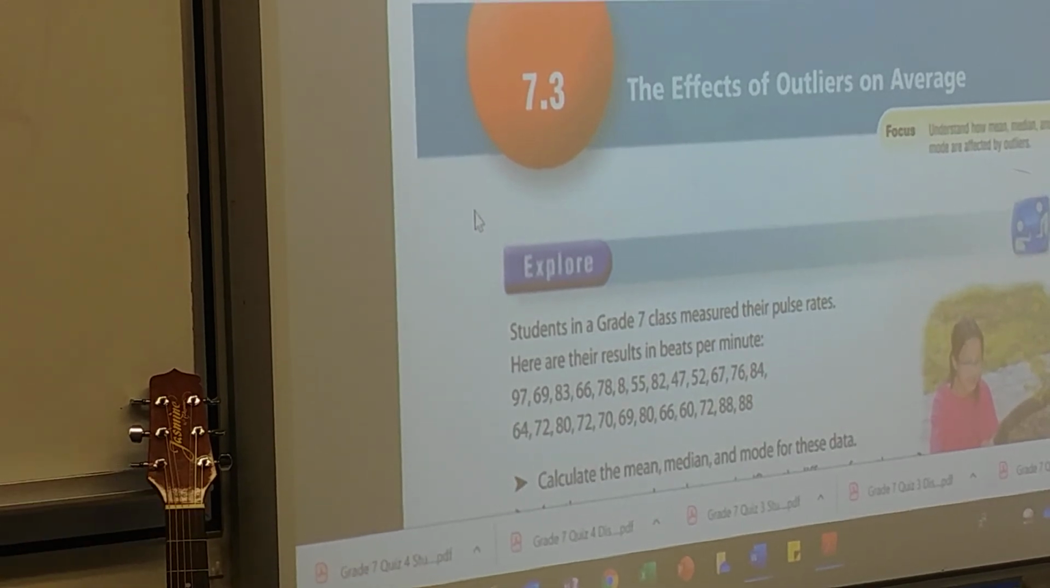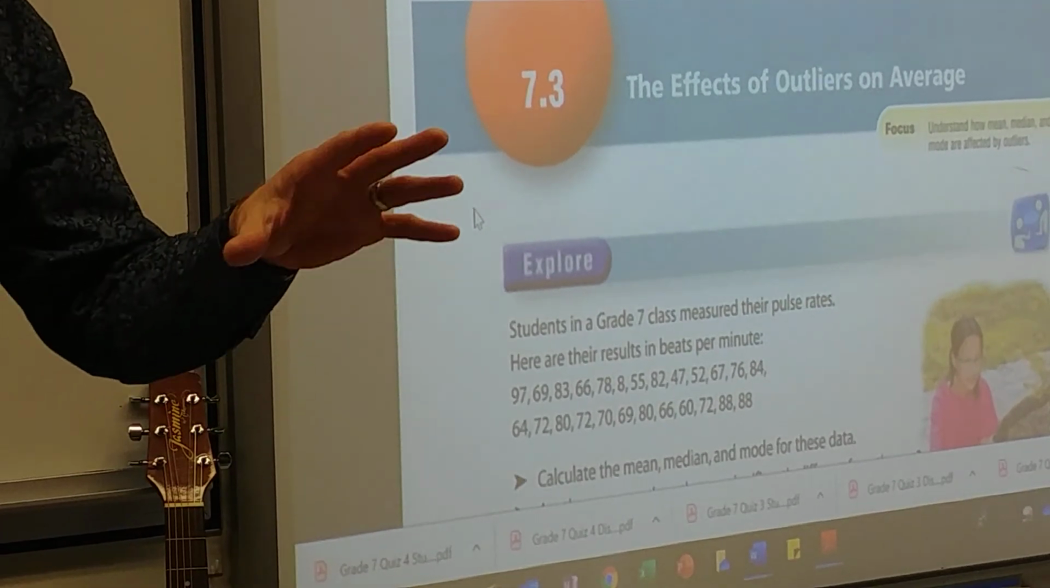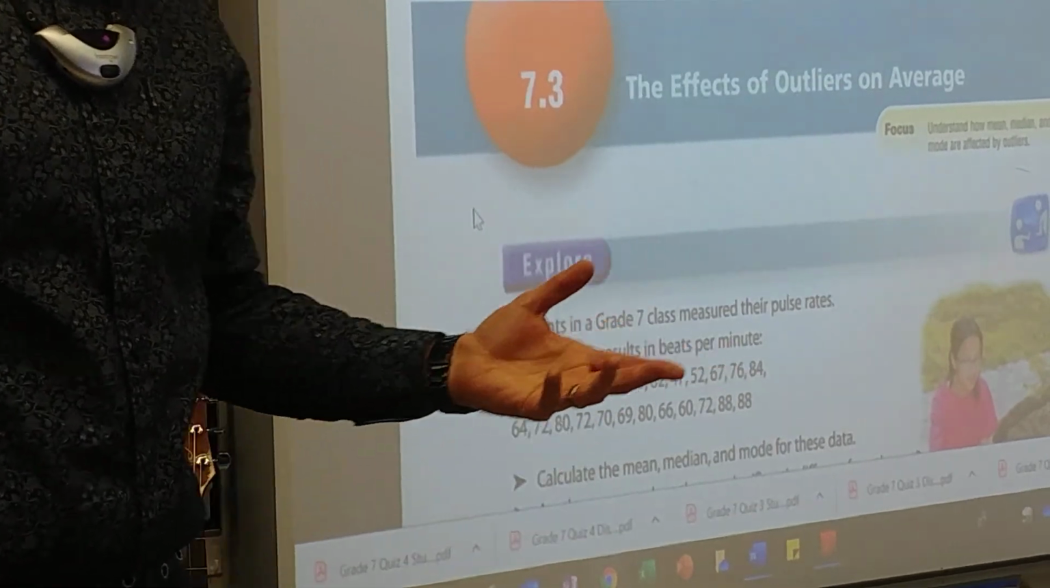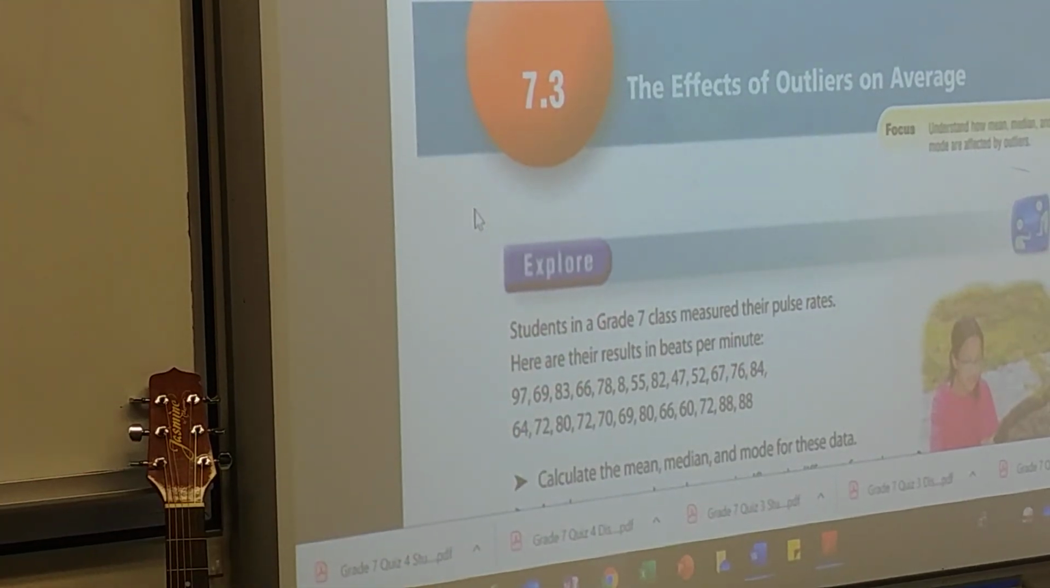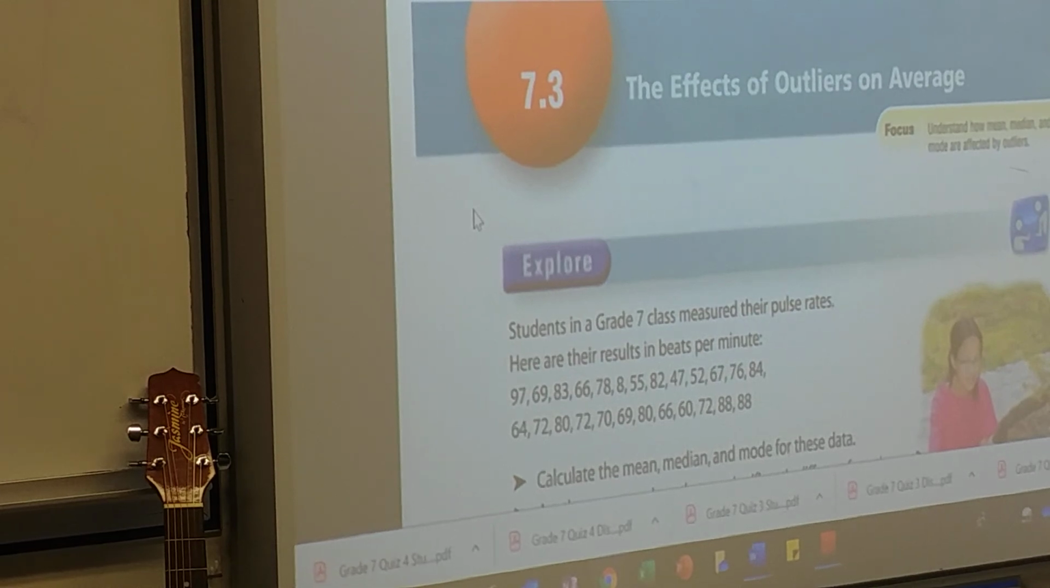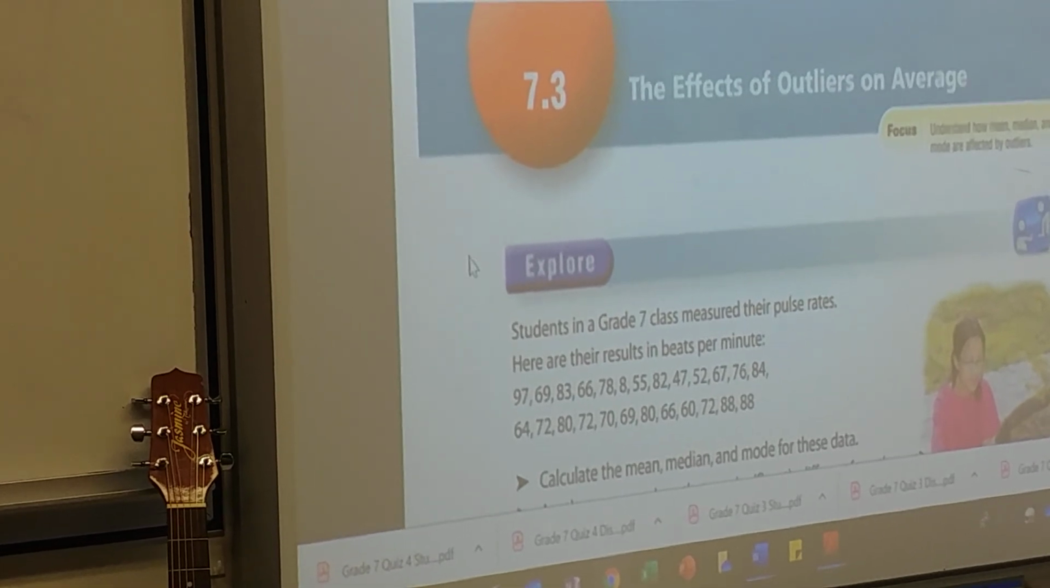What is a synonym for average? What's another word for average? Starts with an M. Yes? Mean, exactly. Like if I miss 2 assignments, it's mean what it does to my average. So let's zoom out and get into a lesson now.